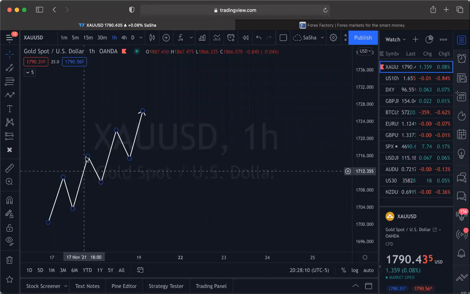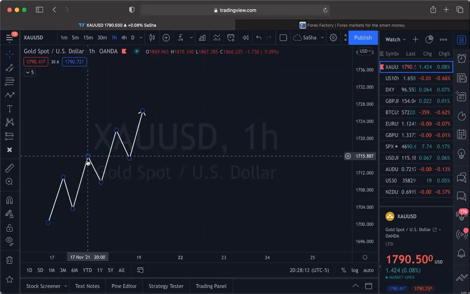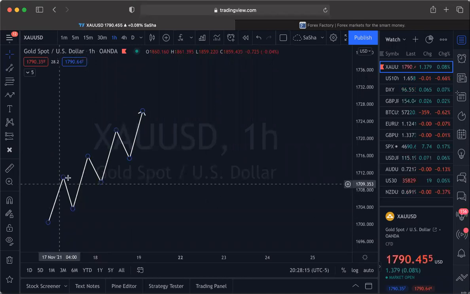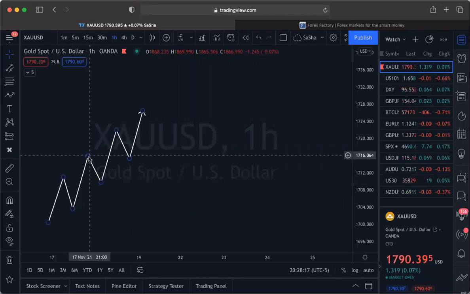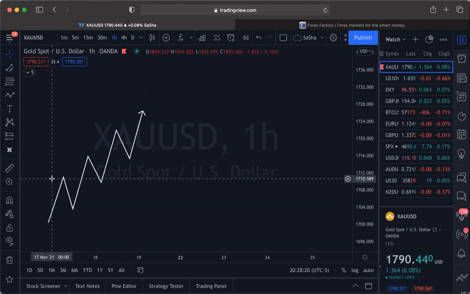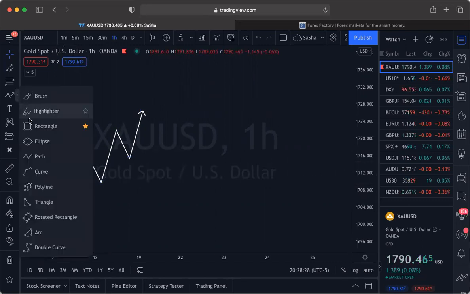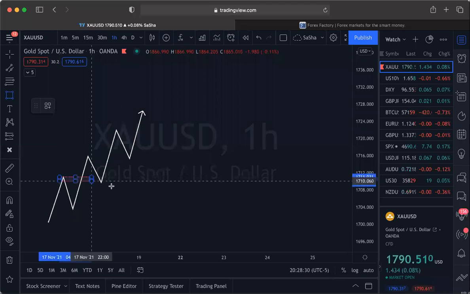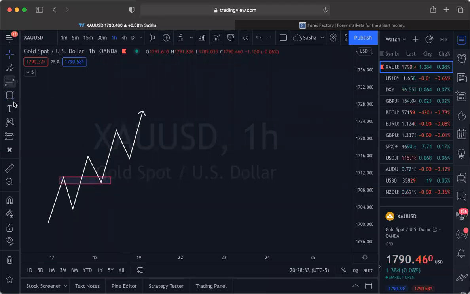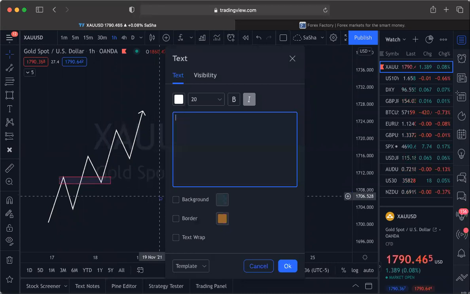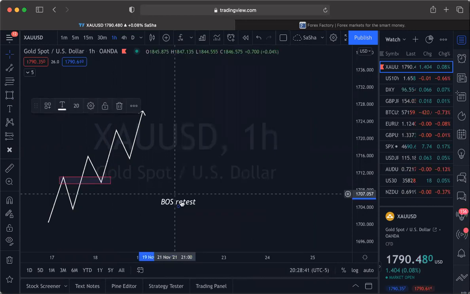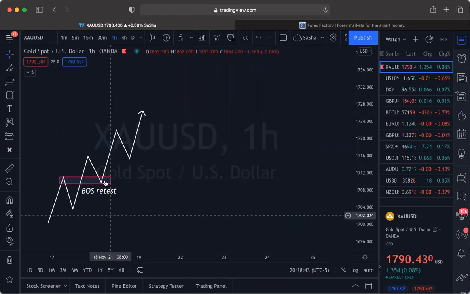But when it moves up all the way like this, again, it's a continuation of the trend, and then price comes back, it broke the structure to the downside and retests this area, anywhere in this zone. So this is a break-off structure retest, okay? All right, did I explain it to everybody correctly? This one here was BOS retest.